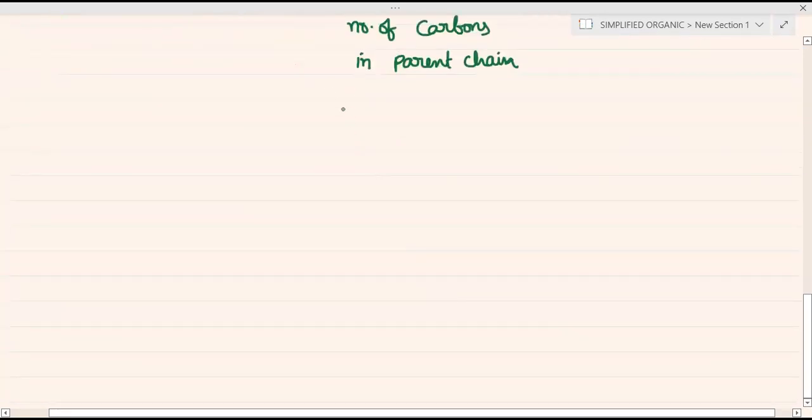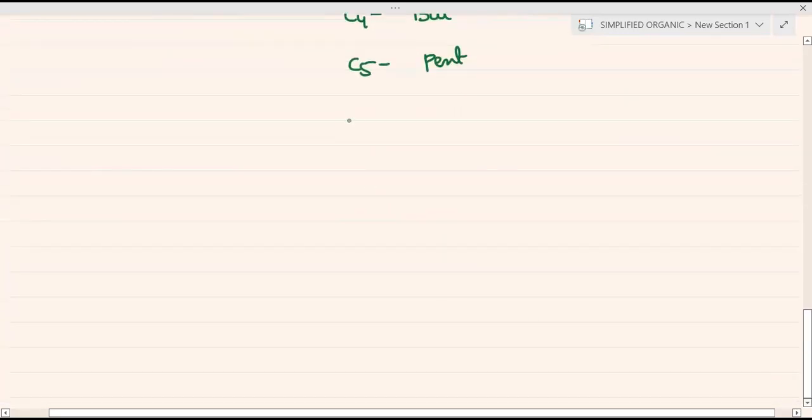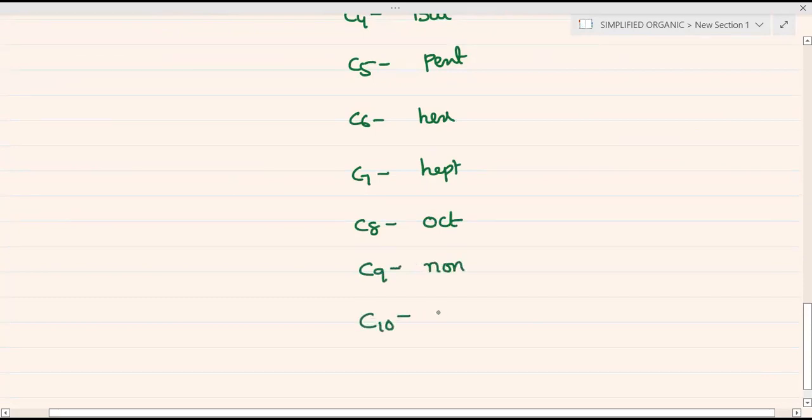For example, if there is 1 carbon in the parent chain, it is called meth. If there are 2 carbons, it is called eth. Likewise, 3 carbons is prop. If there are 4 carbons, it is called but. 5 carbons is called pent. 6 carbons is called hex. If there are 7 carbons in the parent chain, it's called hept. 8 carbons is called oct. 9 carbons is called non. 10 carbons is called dec.